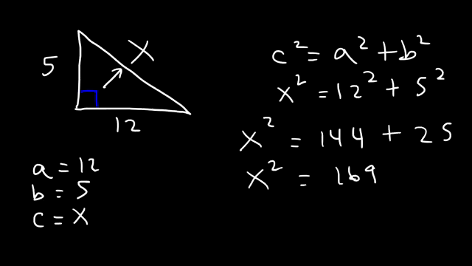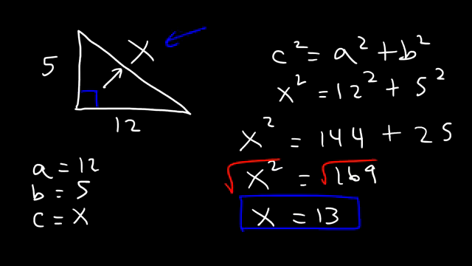Now to calculate the value of x, we need to take the square root of both sides. The square root of 169 is 13. And so that's how you can calculate the hypotenuse of a right triangle. Now let's work on another example.